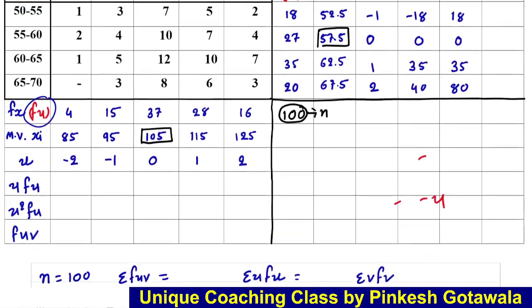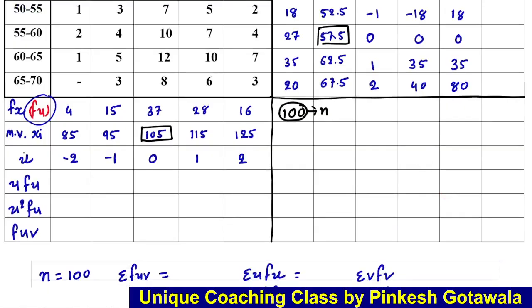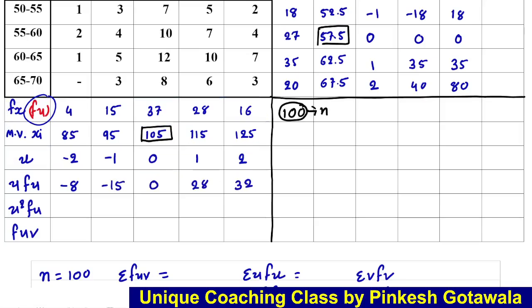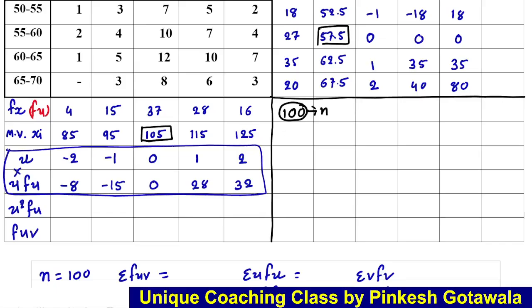Now come to this side, u. So ufu means we have to multiply this u and this fu. So 4 into minus 2 is minus 8, here minus 15, 0, 28 and 32. Clear? So next u square fu, you get the idea. You have to multiply this u with ufu. We will multiply these two. Minus 2 into minus 8 is 16, here 15, here 0, 28 and 64. Okay, clear?